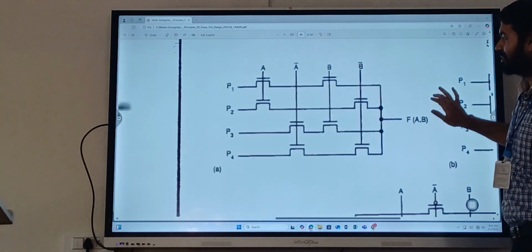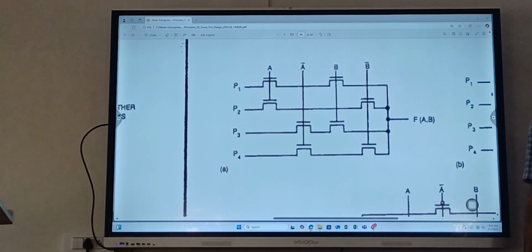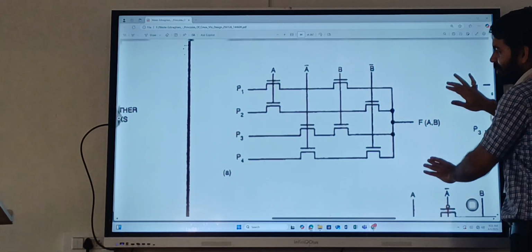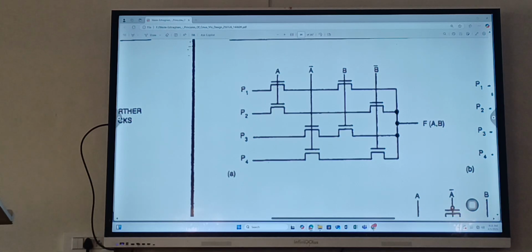Here I am not using TG. What am I using? NMOS. This is the NMOS logic.